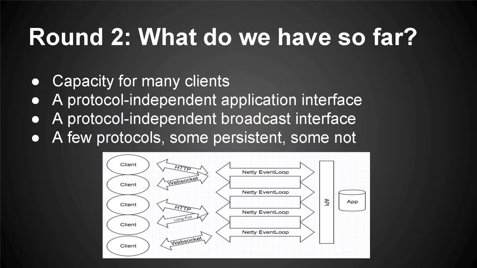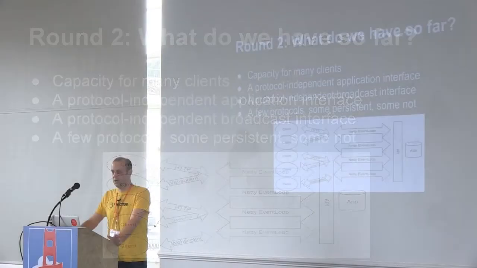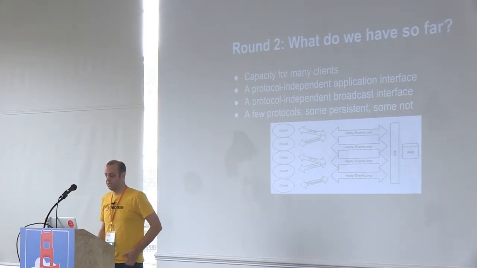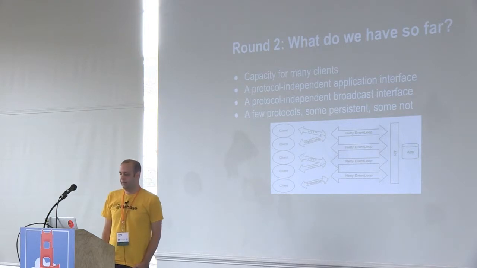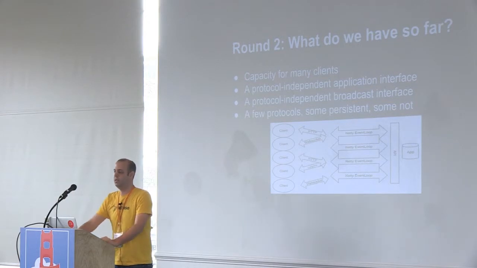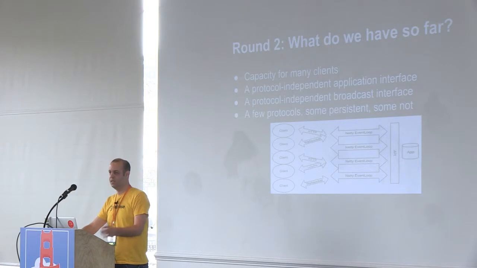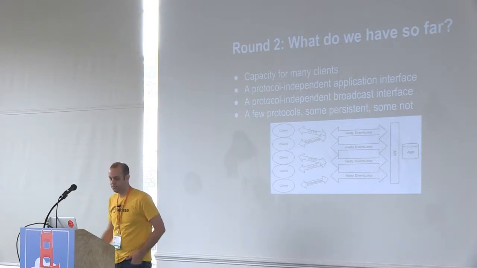All right, so this is what we've got in round 2. We now have capacity for a large number of clients. We've got those 32 event loops that are all processing asynchronous events from different channels. That's going to scale pretty well. We have a protocol-independent application interface, which is good. We talked about getting the network specifics out of our application definition. And similarly, on the outbound side, we have a protocol-independent way for our application to send messages to a client.